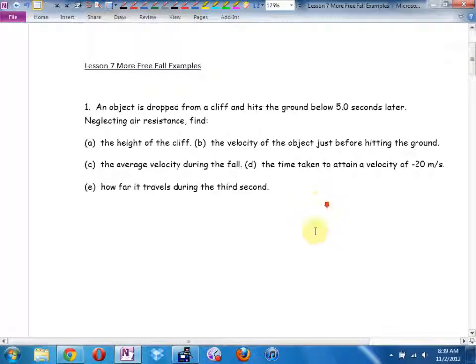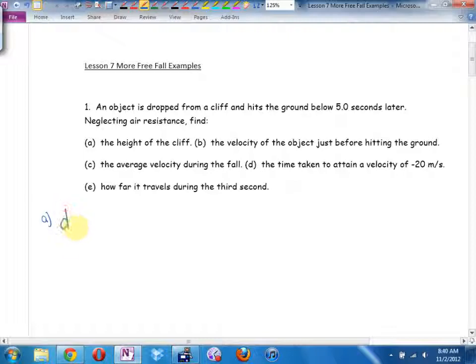So I called this more free fall examples. An object is dropped from a cliff and hits the ground below 5 seconds later. Neglecting air resistance, find A, the height of the cliff. Okay. Let's go A. And if they're asking me for the height, what are they asking me to find?